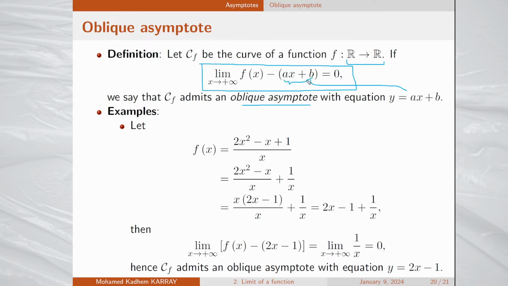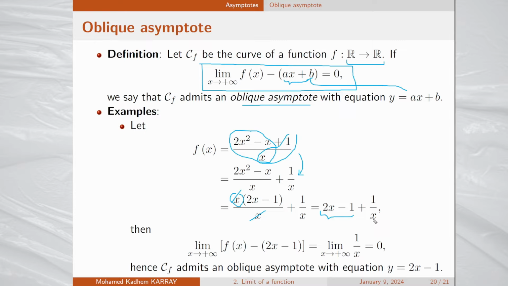Okay. Here's an example. Consider the function which is the ratio of two polynomials here. We can decompose it in this way. So here this is 1 over x, and this is the first part. Okay, so there are two fractions. In the first fraction we factorize by x in the numerator, and so we can simplify x and we get 2x minus 1 plus 1 over x.